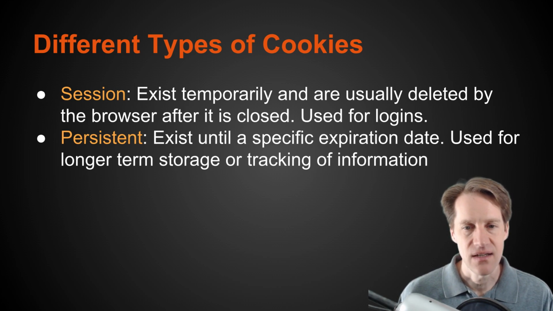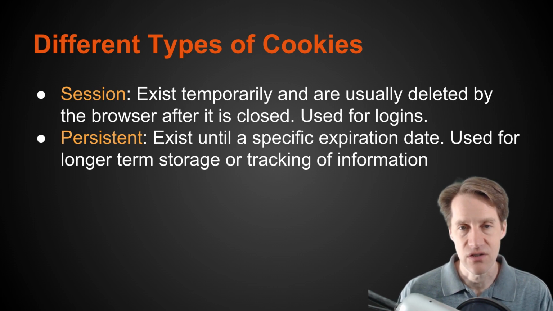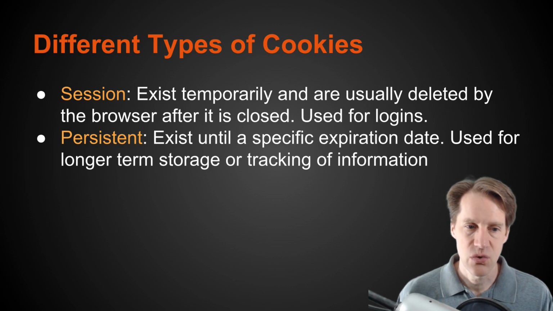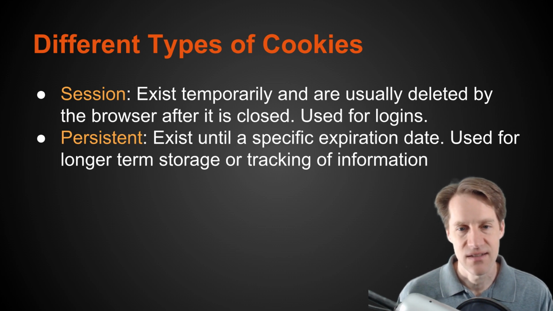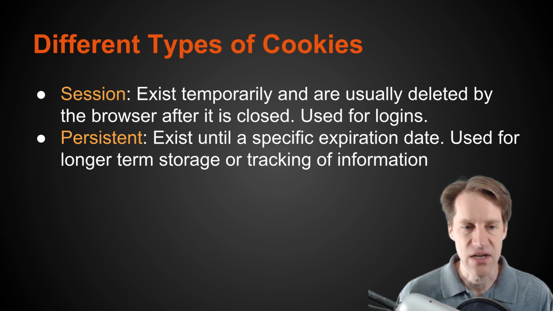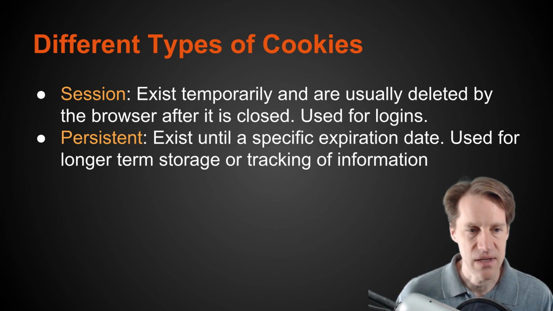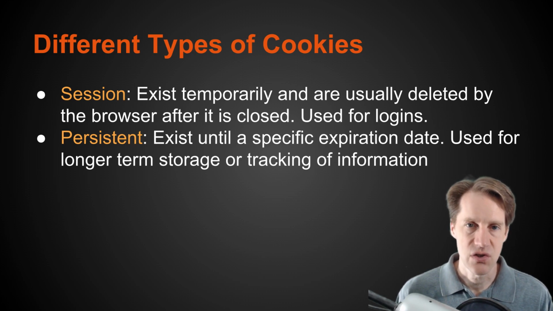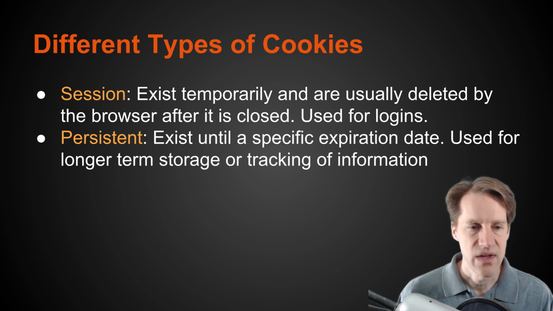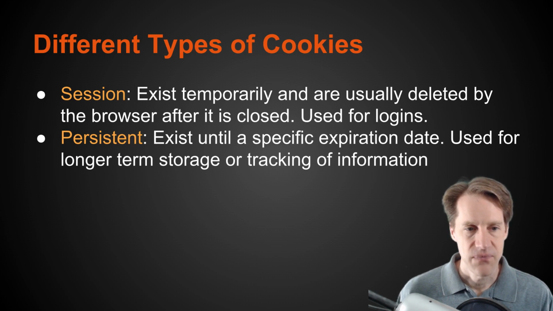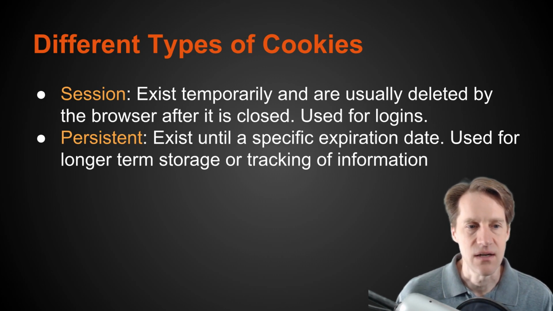The next type of cookie is a persistent cookie. It exists until a specific expiration date. So the web server says this cookie should last until this date. Now, this is used for longer term storage of data, or unfortunately, sometimes tracking of information. But there are some beneficial use cases for these persistent cookies to customize your experience with a website. So if you've done something and you want to come back to the state you were at, persistent cookies can help with that.